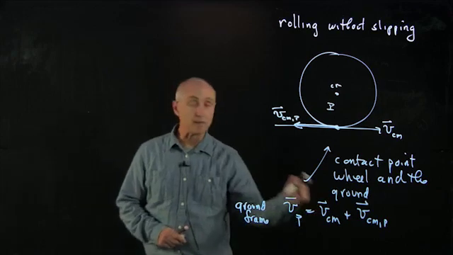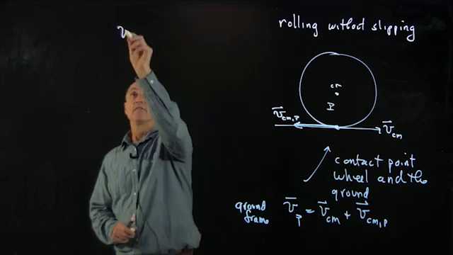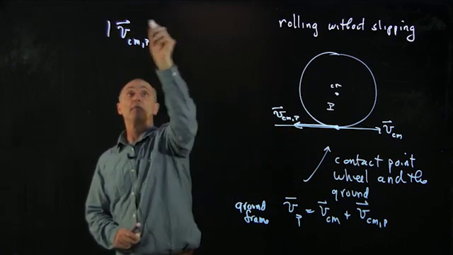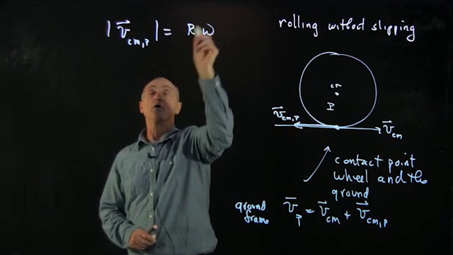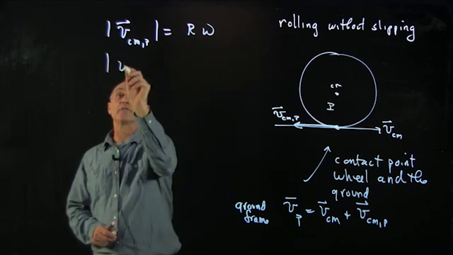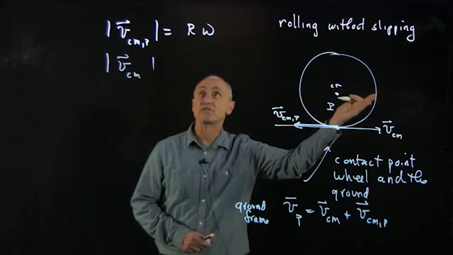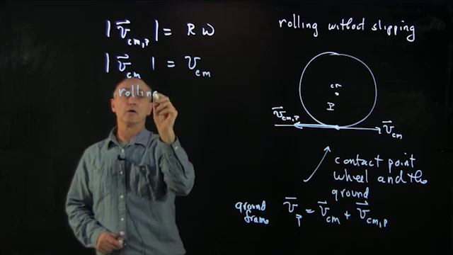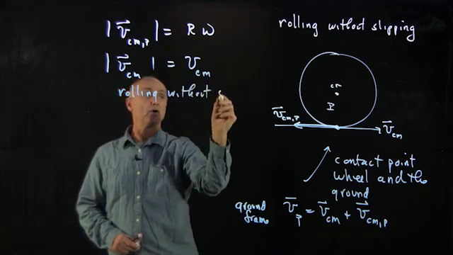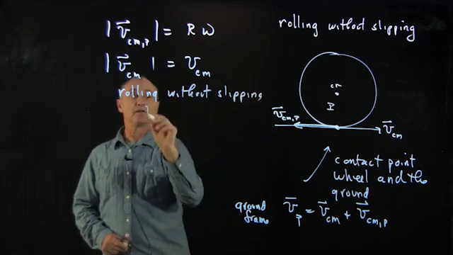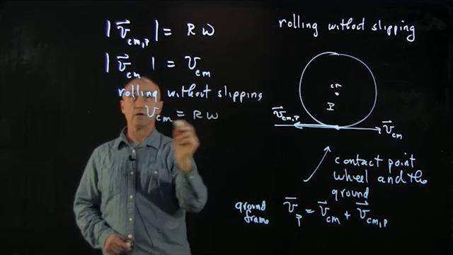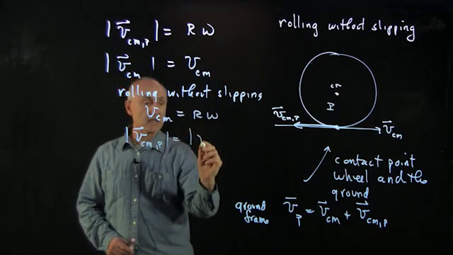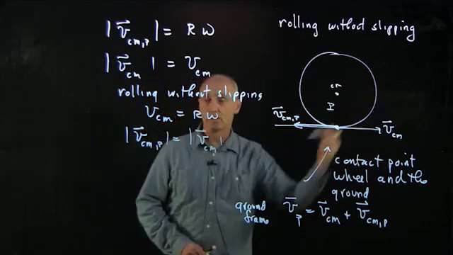So we want to consider the magnitudes of these two terms. The velocity in the center of mass frame of a point on the rim has a magnitude equal to r omega. And we said that the velocity of the center of mass, we call that VCM. Now, the rolling without slipping condition was that these two magnitudes were equal. VCM equals r omega, or the velocity of the point on the rim in the center of mass frame is equal to the center of mass velocity of the wheel.